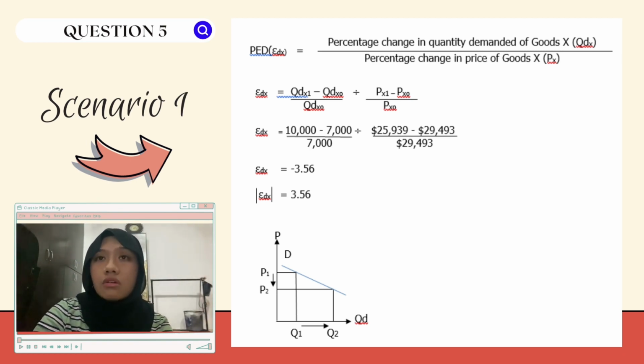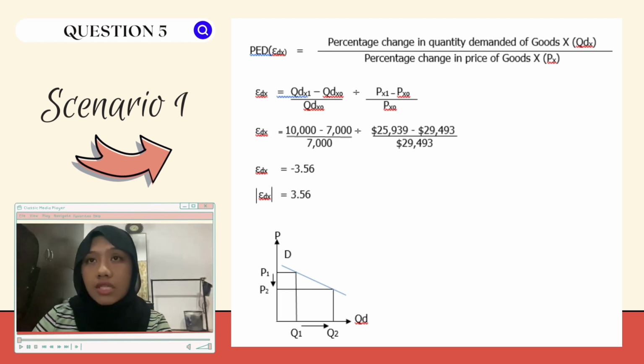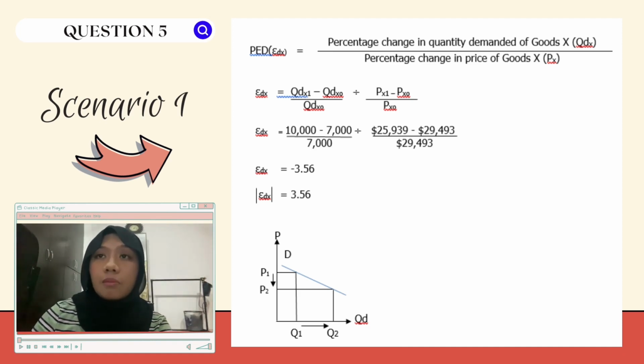If the firm increased the price from $29,493 to $32,000, the quantity demanded decreases from 7,000 to 5,000 units. Calculate the price elasticity of demand for electric vehicles and advise ABC firm which price to charge based upon your economics knowledge. So let's look at the calculation for scenario 1.